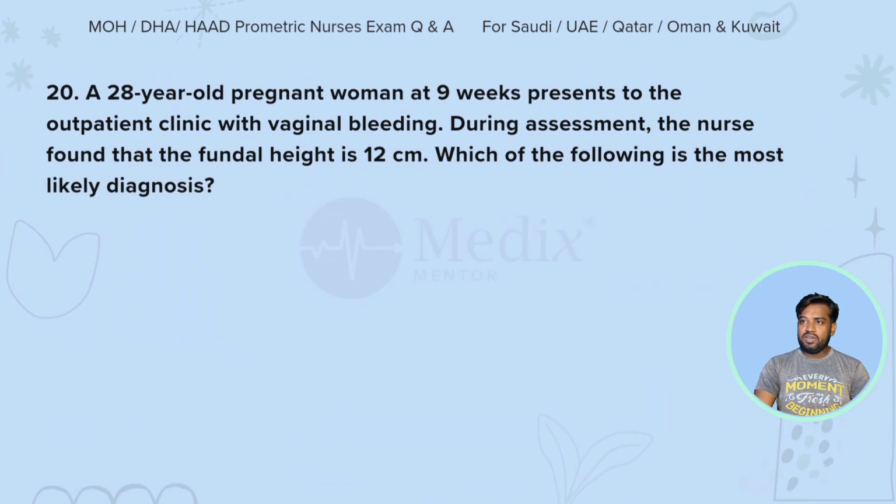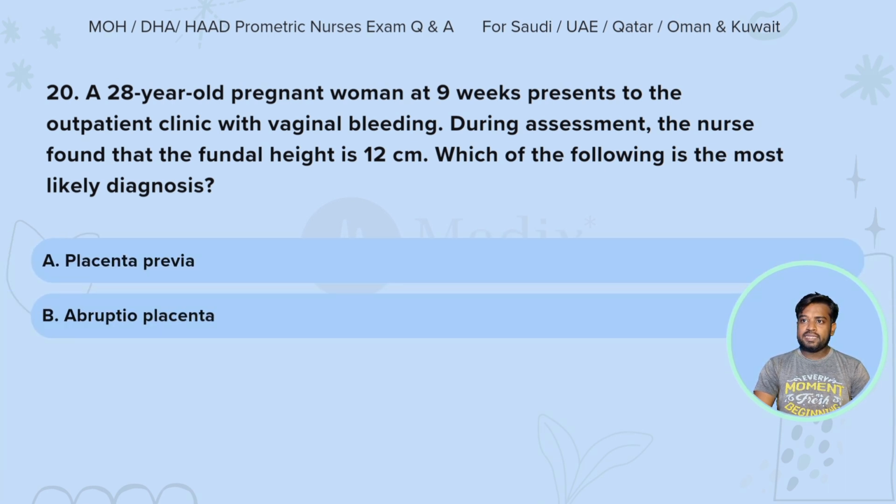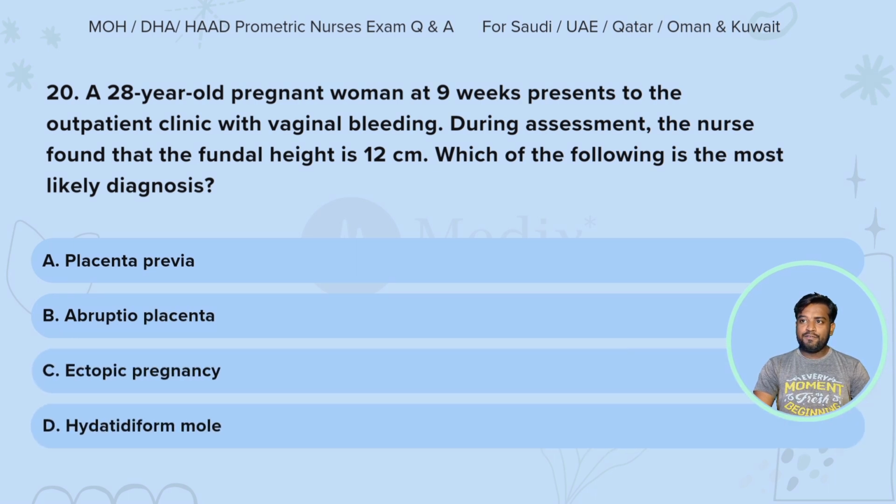Come to question number 20. A 28-year-old pregnant woman at 9 weeks presents to the outpatient clinic with vaginal bleeding. During assessment, the nurse found that the fundal height is 12 centimeters. Which of the following is the most likely diagnosis? A. Placenta previa. B. Abruptio placenta. C. Ectopic pregnancy. D. Hydatidiform mole.